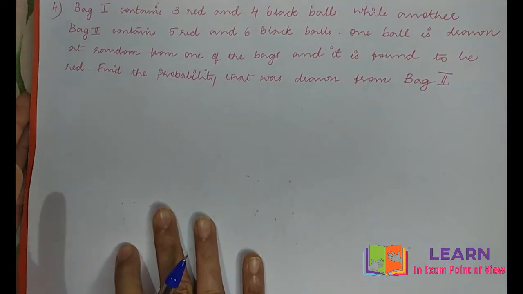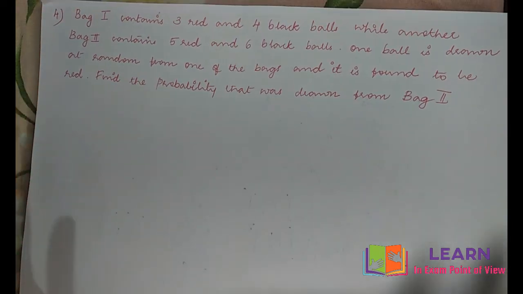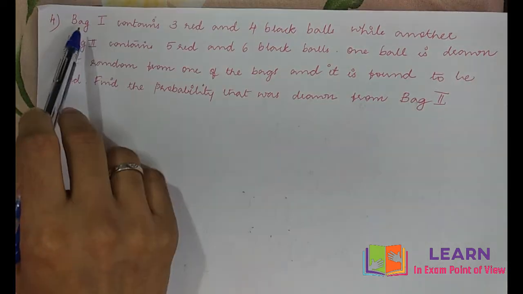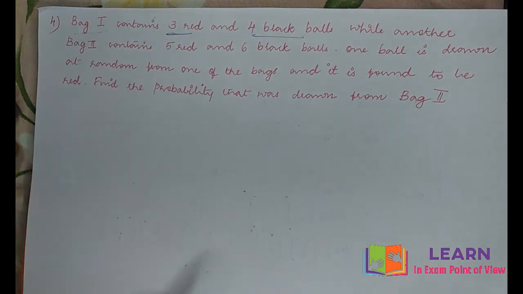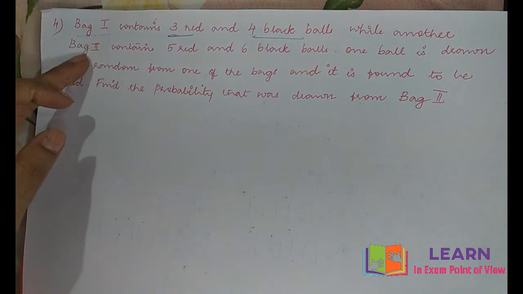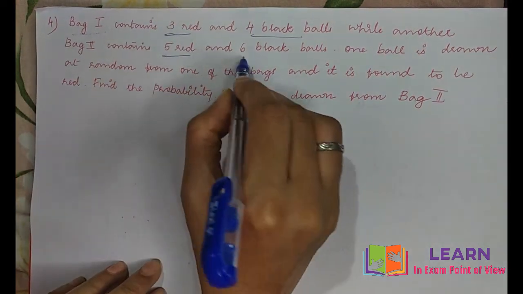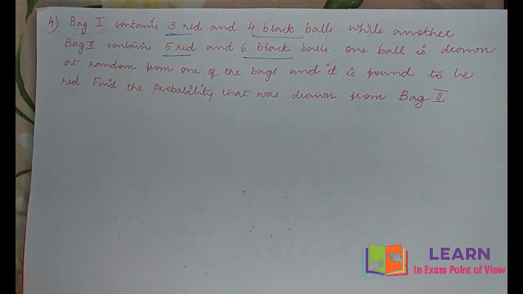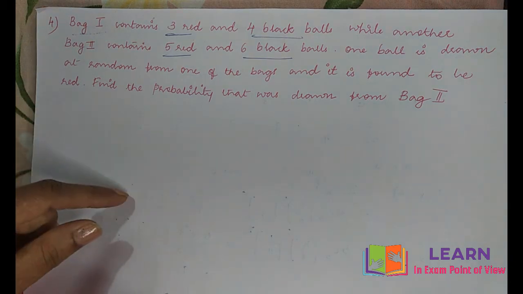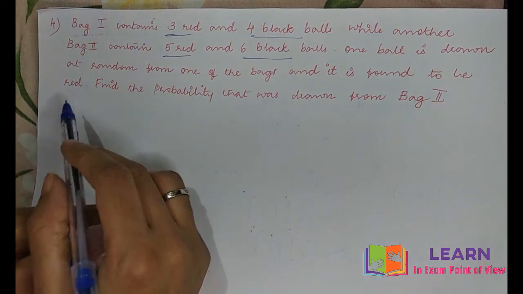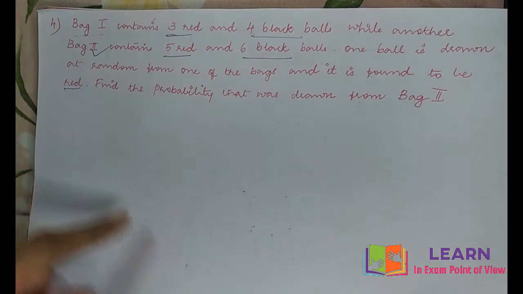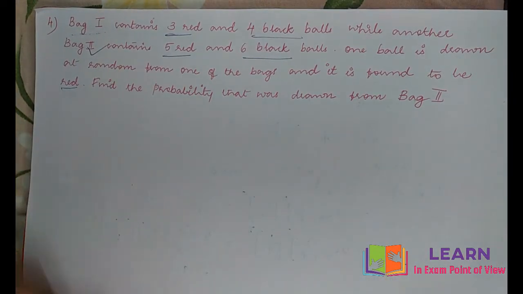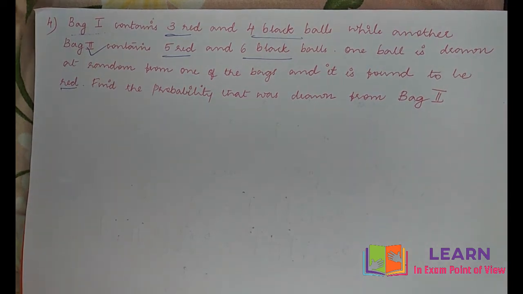Okay, the next possible type question. That is here, bag 1 contains 3 red, 4 black balls, while another bag 2 is there. It contains 5 red, 6 black balls. One ball is drawn at random from one of the bags and it is found to be red. Find the probability that it was drawn from second bag. Here we will use Bayes' theorem. Okay, and I will show how you have to use.